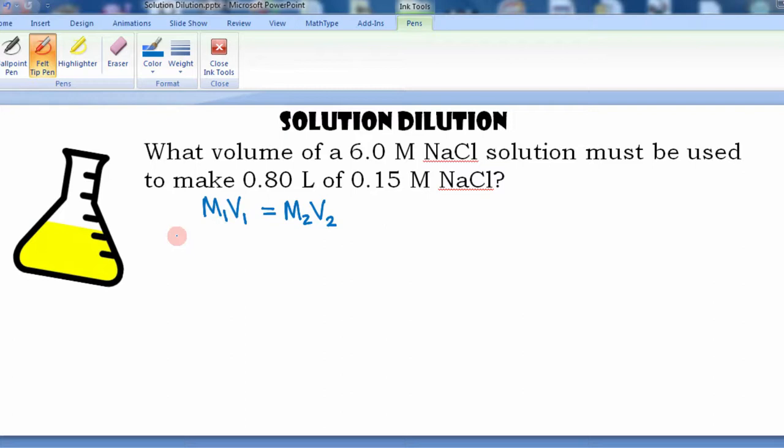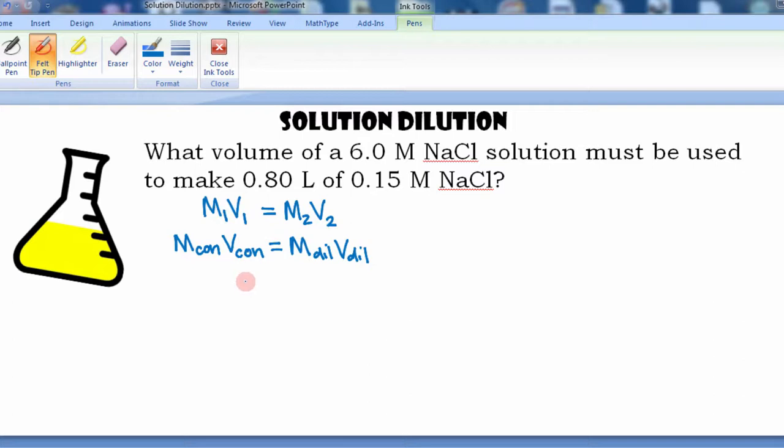Let's say we want to call this the molarity of the concentrated solution times the volume of the concentrated solution equals the molarity of the dilute solution times the volume of the dilute solution. Okay, so that's another way of representing M1V1 equals M2V2.